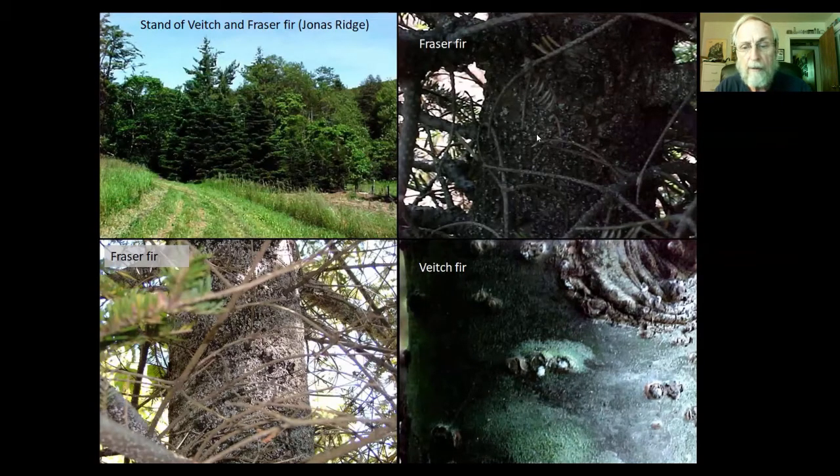This is what the Fraser fir looked like right nearby. You can see they were heavily infested, and this is what we found on Veitch fir. One or two tiny little adelgids. We found the adult underneath them, but nothing else. No eggs or larvae or crawlers or anything like that. So it looked like Veitch fir was really truly resistant.